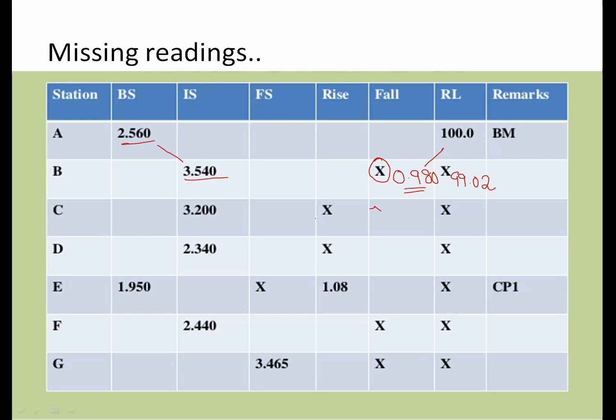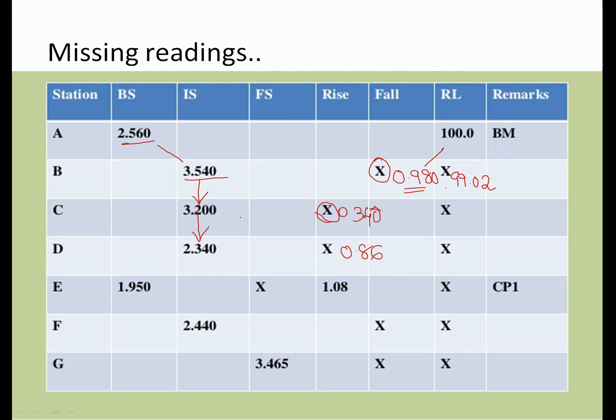Now again, what is given here? A missing entry near the rise is given to you. You can check it out. The previous value is an intermediate side. 3.54 minus 3.2, of course, will be a positive value, and the value will be 0.340. Again, the next value, 3.2 minus 2.34 will give 0.86.